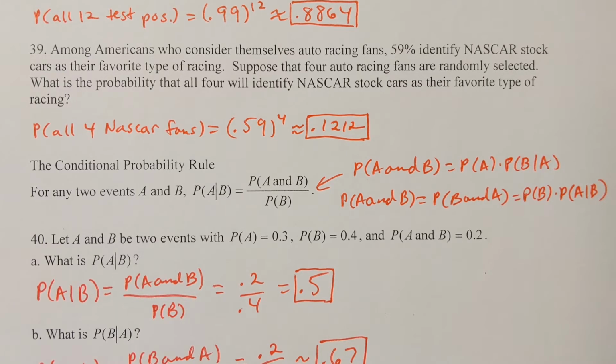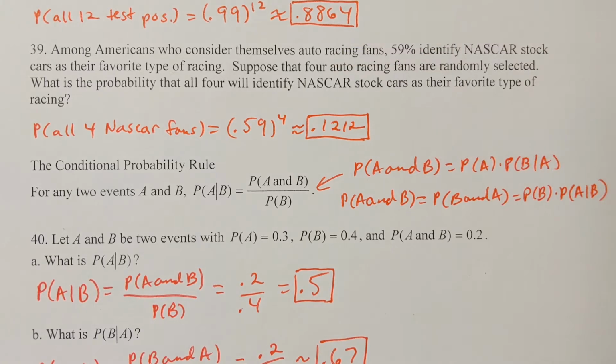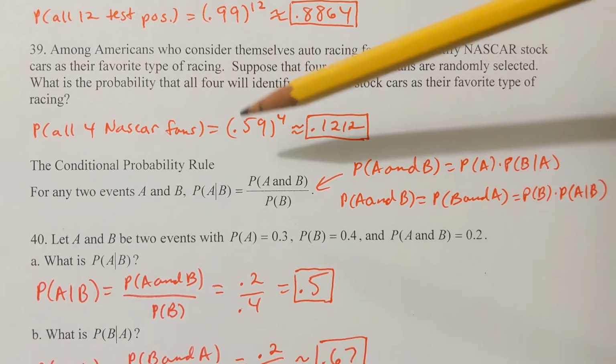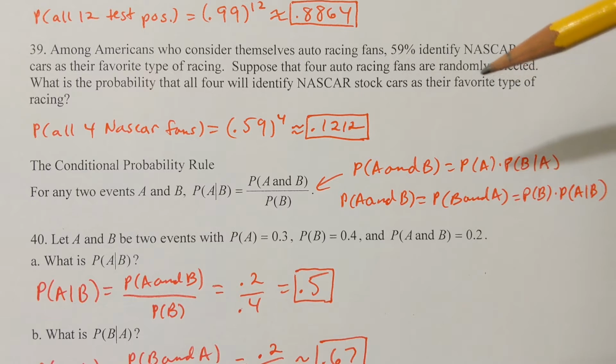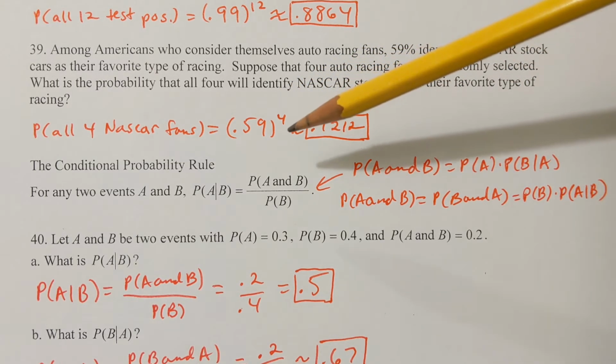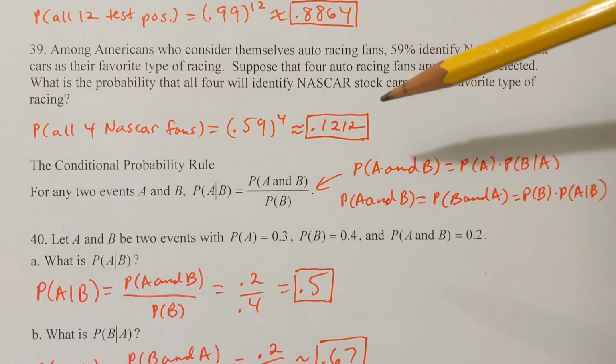Okay, so I have independent events. Just because one person likes NASCAR, that has zero effect over another person liking NASCAR, right? So I need all 4 to be NASCAR fans. Well, 59% like NASCAR, and 0.59 to the 4th power is what I'd want there. That would be roughly 0.1212.